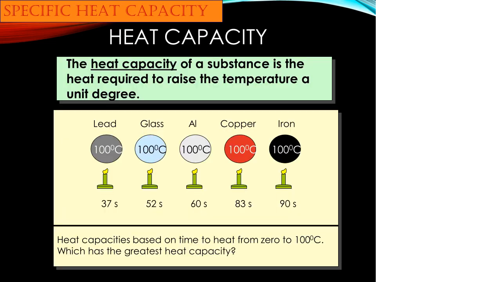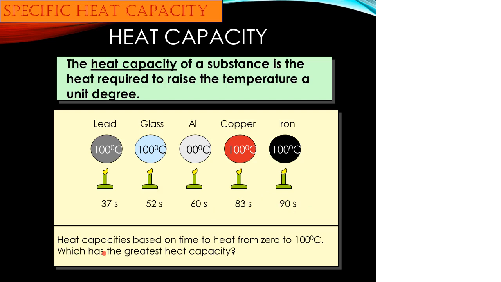So let's say that we heat up rods of lead, glass, aluminum, copper, and iron to 100 degrees. There's a fire underneath all these, so they're all 100 degrees, and this is the time it takes. So this is a different kind of demonstration. This is the time it takes: 37 seconds for lead to heat up, 52 seconds for glass to heat up to 100, 60 seconds for aluminum, 83 for copper, and 90 for iron.